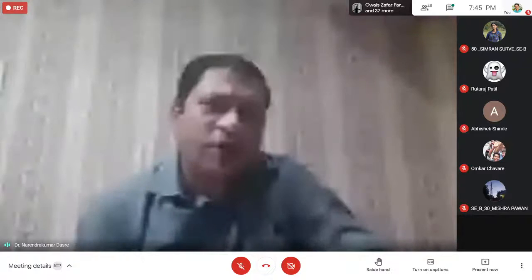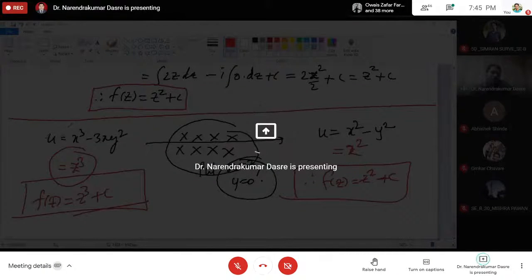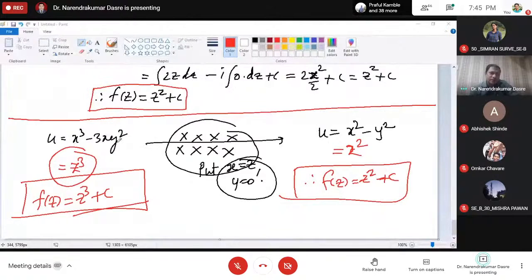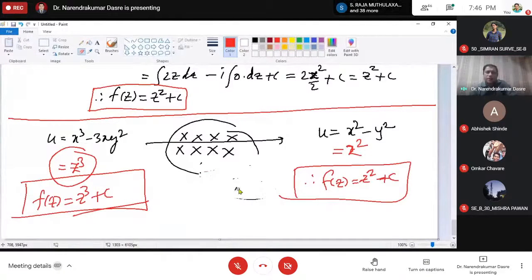see here, whenever you consider the function u is equal to x cube minus 3xy square, this is the real part of the function. And then we want to find the analytic function. What is the analytic function going to be? What you have to do is simply put x is equal to z and y is equal to 0. If I put x is equal to z and y is equal to 0, then we are done.